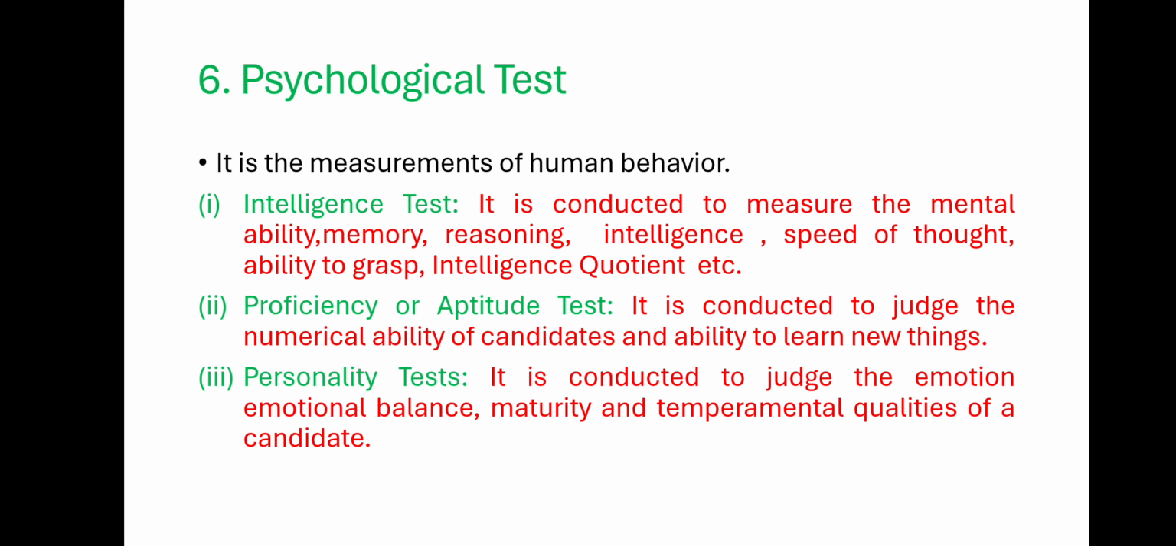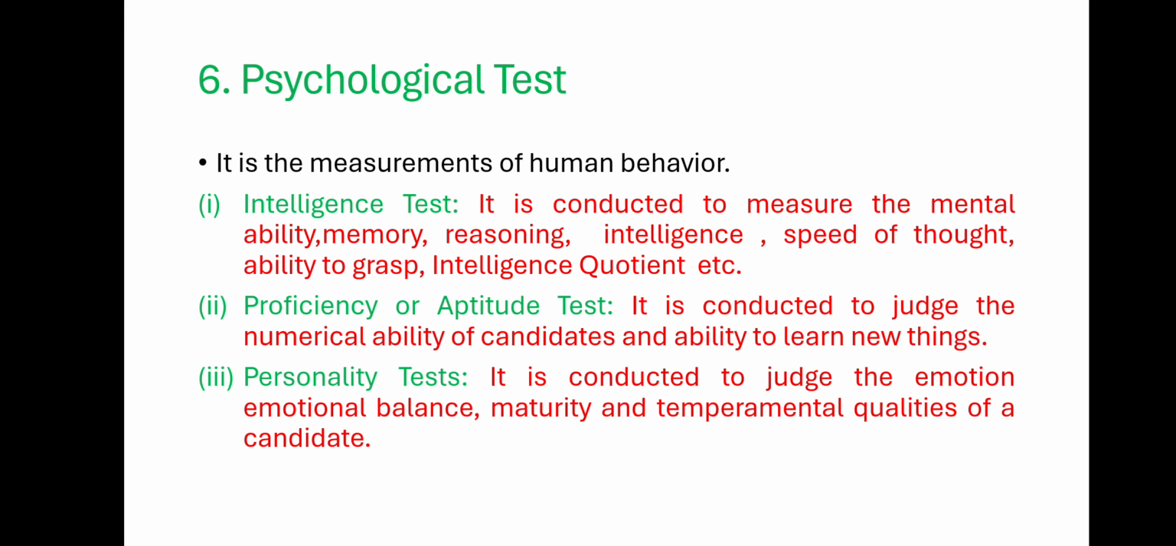There are 3 types of psychological tests. First one is intelligence test. Intelligence test is conducted to know the intelligence of the candidate. It is conducted to measure the mental ability, memory, reasoning, intelligence, speed of thought, ability to grasp, intelligence quotient, that is IQ level, etc.